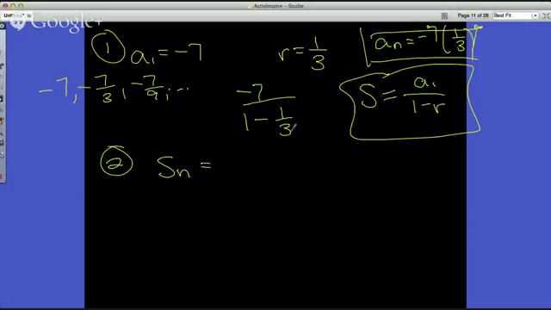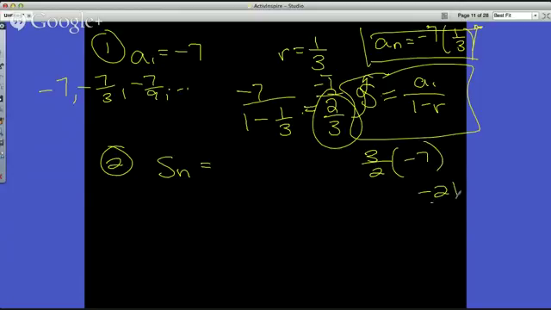So 1 minus 1/3 is 2/3, right? So -7 over 2/3. I multiply this by 3/2, because I bring it to the top. So 3/2 times -7 gets me -21 over 2. That's my answer. Now, I probably won't do this, but I want to make sure I mention it. What if the ratio was greater than 1? You remember what we talked about? If I said find the sum of an infinite geometric summation, what would you say?